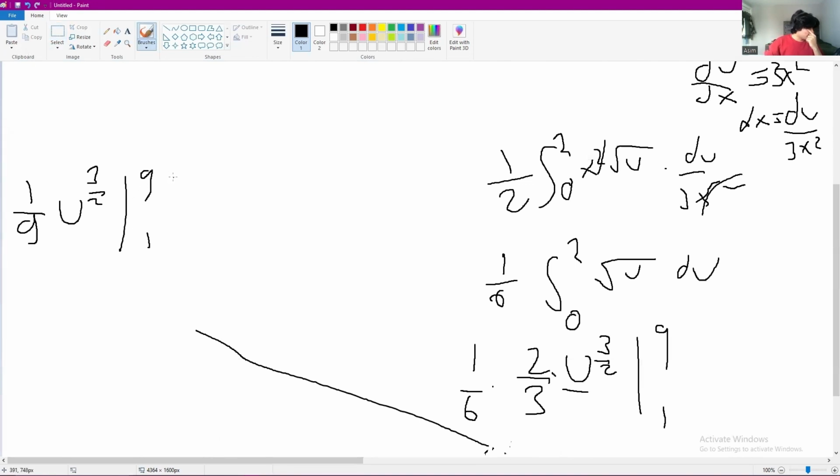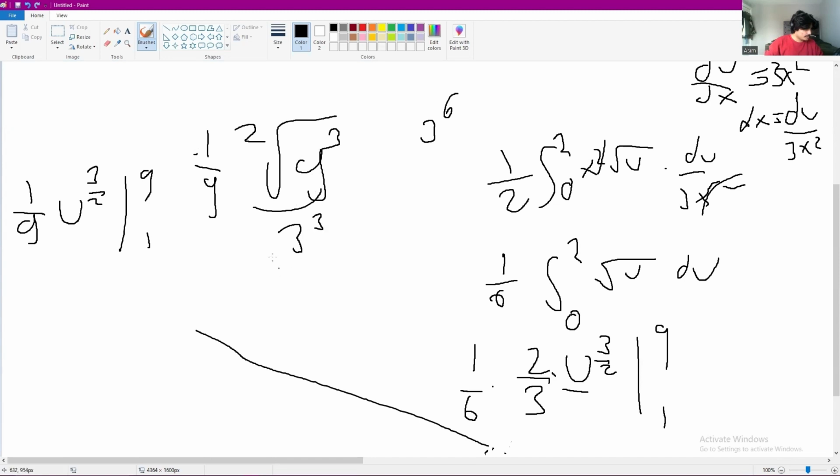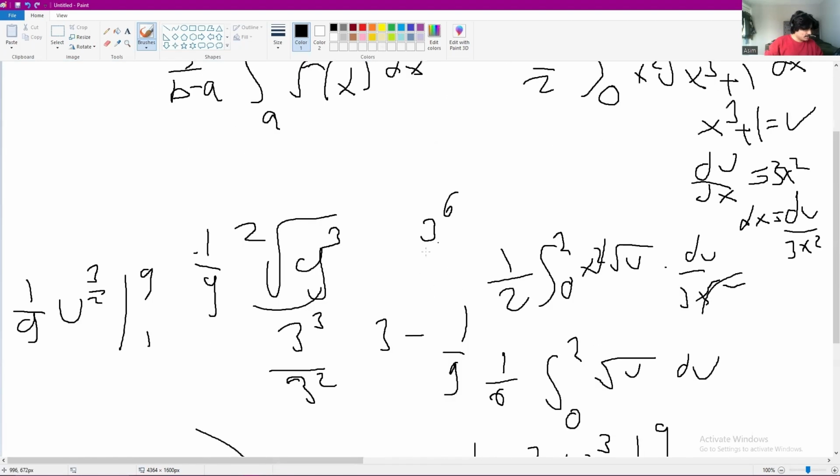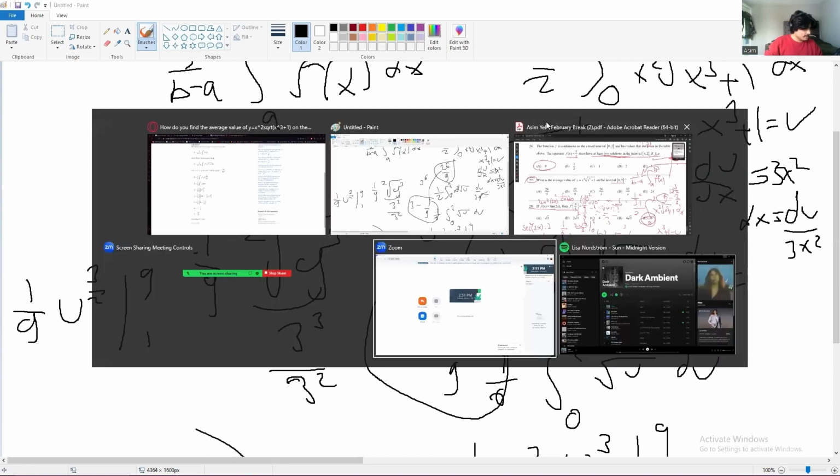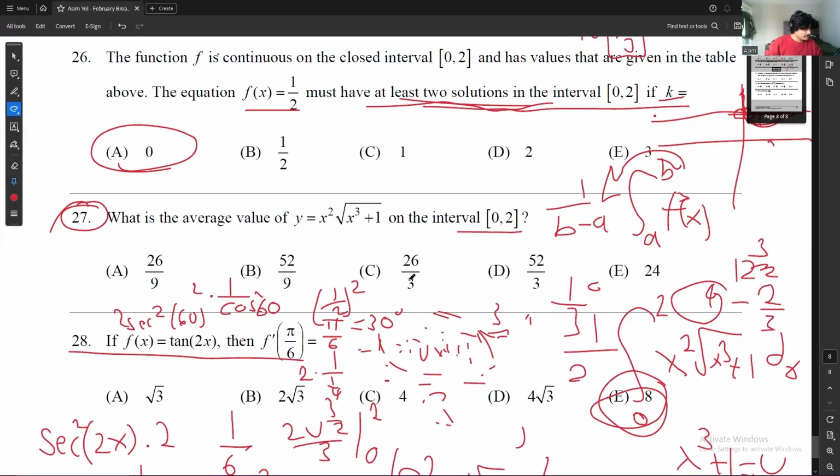So I just plugged 9 over here. So 9 to the 3/2 is 27, times 1/9. And when I plug in 1, I got 1/9. And this will end up being 26 over 9. It's my answer choice. Sorry, yeah, C.